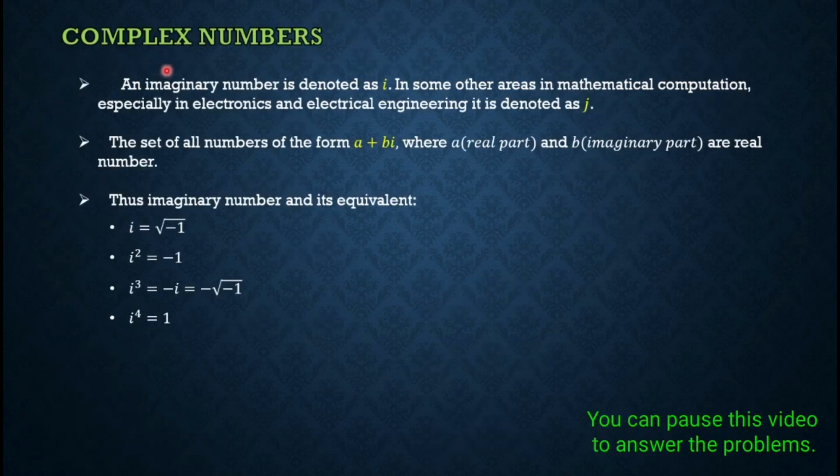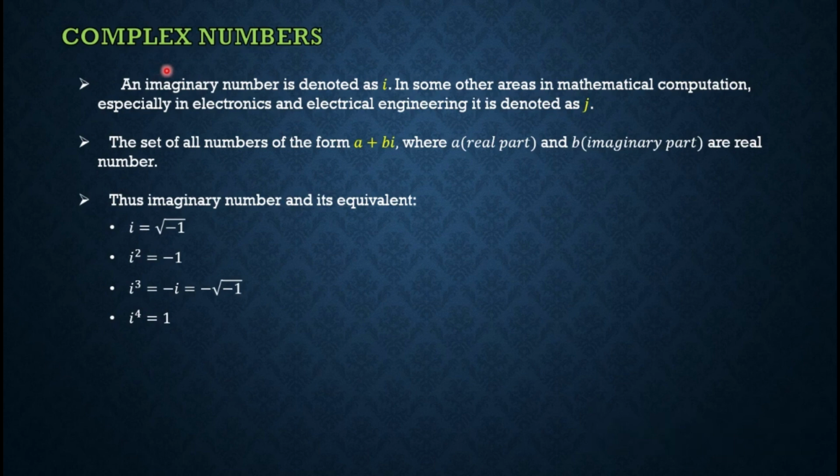Okay, our next topic is all about complex numbers. What is a complex number? A complex number involves an imaginary number denoted as i. In some other areas of mathematical computations, especially in electronics and electrical engineering, it is denoted as j. The set of all numbers of the form a plus bi, where a is the real part and b the imaginary part, are complex numbers. Thus, imaginary numbers and their equivalents.